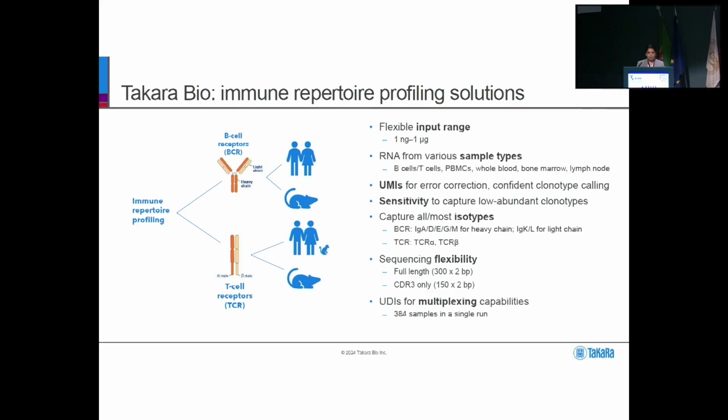For BCR, we identify all 3 chains, heavy, kappa, and lambda. And for TCR, it's more focused on alpha and beta chains. We provide sequencing flexibility also, so the user can do CDR3 only sequencing or full length VDJ CDR3 based on the question they want to answer. And for multiplexing, we provide UDIs which can help multiplex 384 samples in one single run.